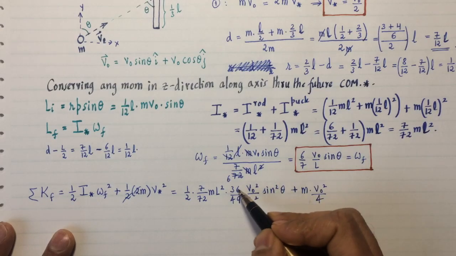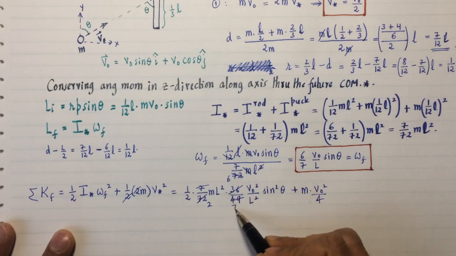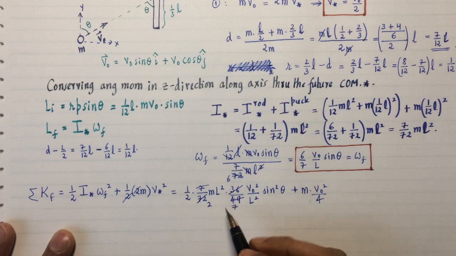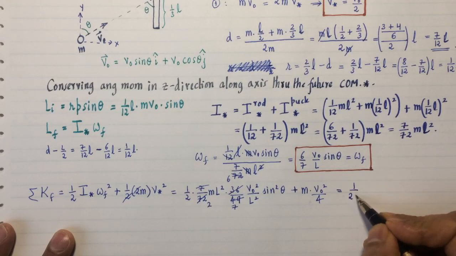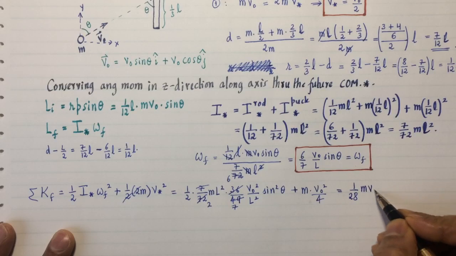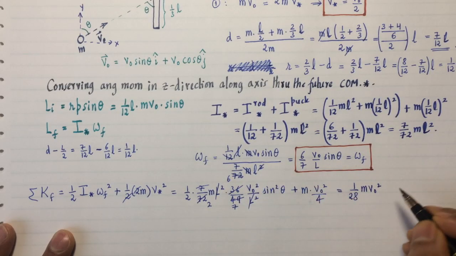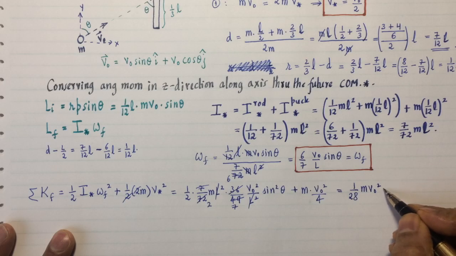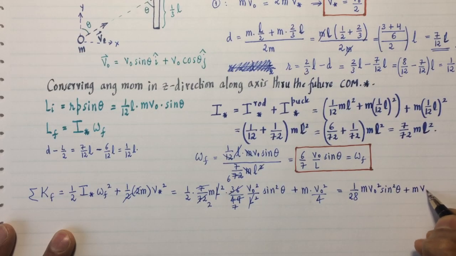Let's see what happens here. 36 over 2 is 18, 7 times 7 is 49, so that looks nice. It's 4 times 7, 28, so that's 1/28 m v naught squared. Observe this, the l squareds cancel out, times sine squared theta, plus m v naught squared over 4.